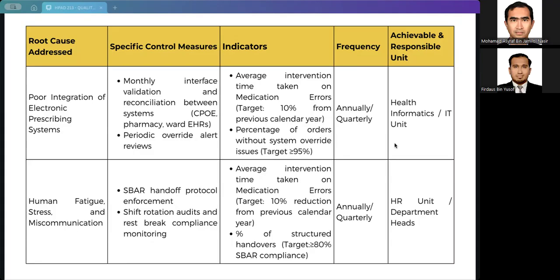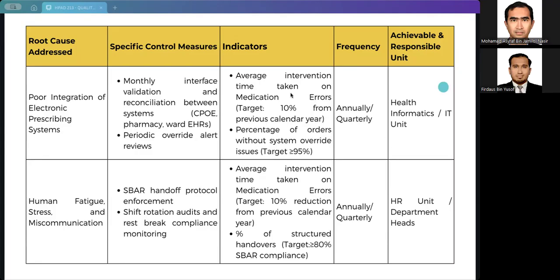On top of that, to address human fatigue, stress, and miscommunication, the key indicators identified here are: one, a 10% drop in medication error intervention times, and second, more than 80% SBAR compliance. This is monitored by our HR units and heads of departments, annually and quarterly accordingly.